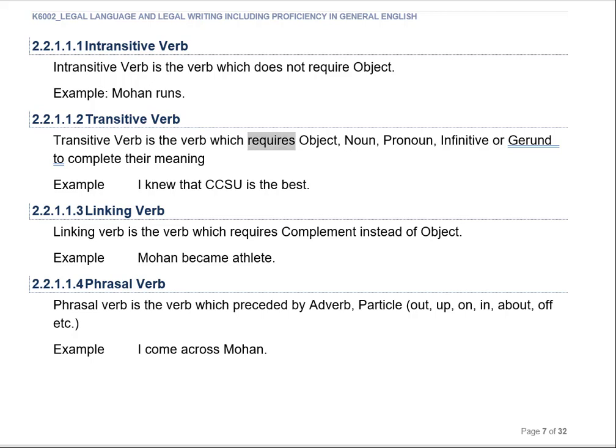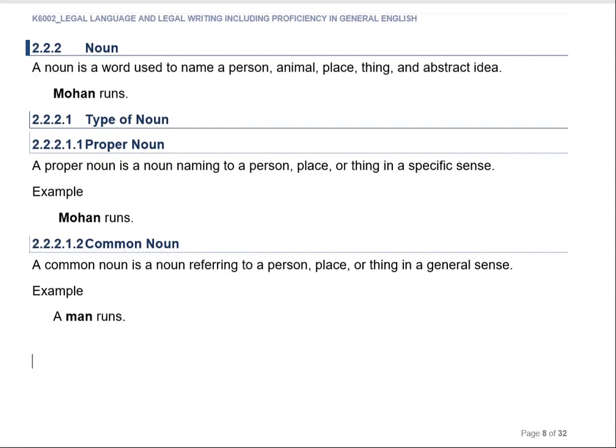Transitive verb. Transitive verb is the verb which requires object, noun, pronoun, infinitive or gerund to complete their meaning. Example, I knew that CCSU is the best. Linking verb. Linking verb is the verb which requires complement instead of object. Example, Mohan became athlete. Phrasal verb. Phrasal verb is the verb which is preceded by adverb, particle, out, up, on, in, about, off, etc. Example, I come across Mohan.